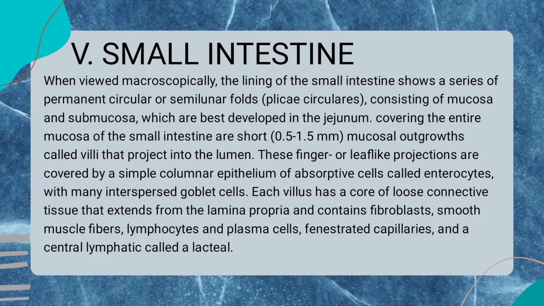Each villus has a core of loose connective tissue that extends from the lamina propria and contains fibroblasts, smooth muscle fibers, lymphocytes and plasma cells, fenestrated capillaries, and a central lymphatic called a lacteal. Lacteals aid in the transfer of digestive lipids from the small intestine's villi. How does this happen? The lacteal is a lymphatic capillary in the small intestine that absorbs dietary lipids.